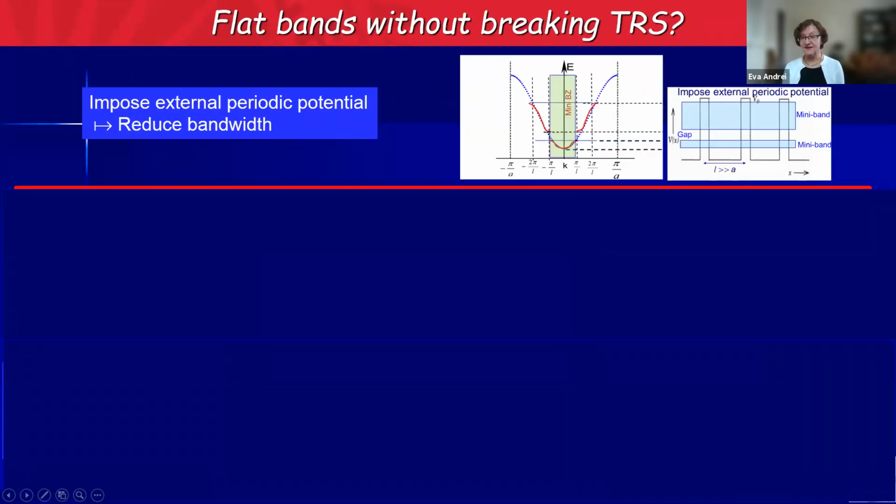And yes, the answer is yes, it can be done. Of course, we can produce a flat band by just imposing an external periodic potential. That immediately breaks up the band into smaller pieces, and then it's going to become narrower and narrower. But this is kind of obvious, though not necessarily useful, because we also want non-trivial topology.